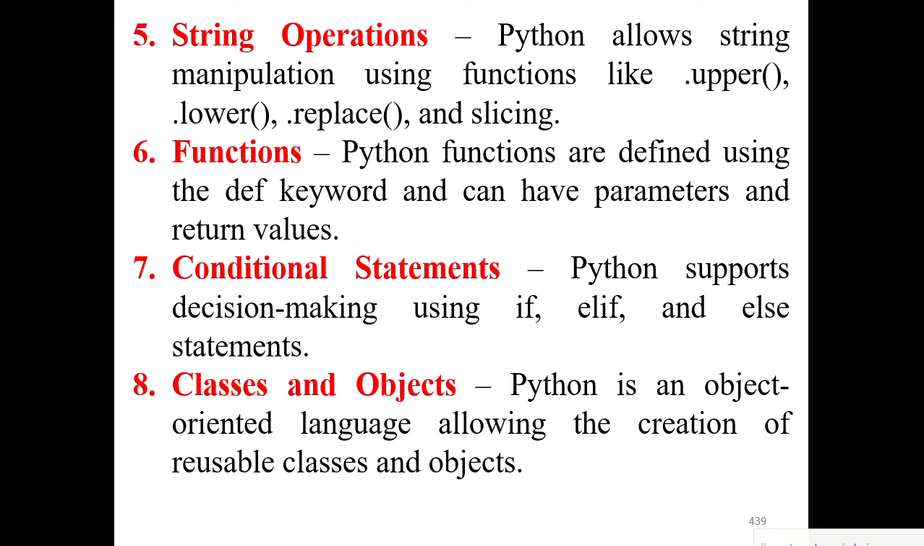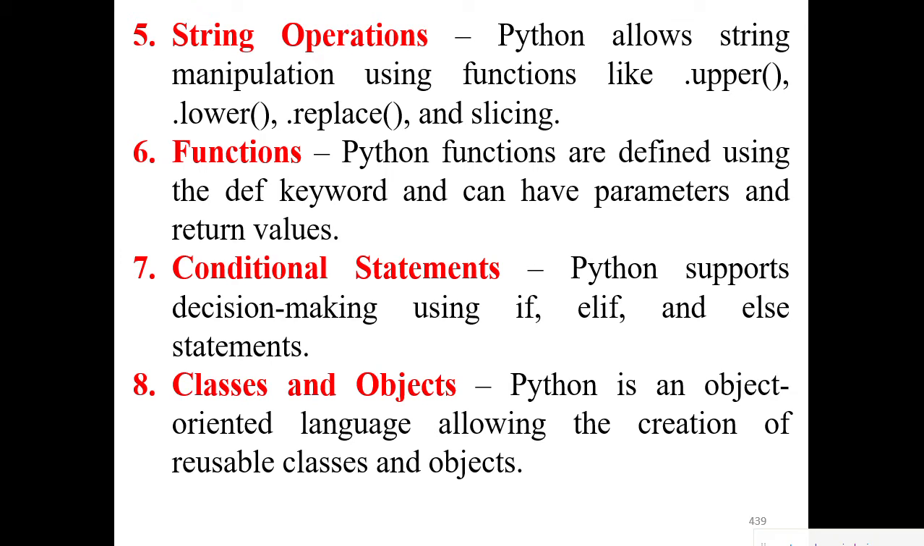Then what is meant by string operation? A string is a collection of characters. Python allows string manipulation using functions like .upper, .lower, .replace and slicing, and there are many conversions, string length, string comparison, string reverse, string concatenation, like that. Functions: Python functions are defined using the def keyword and can have parameters and return values.